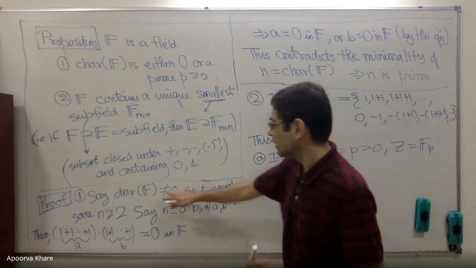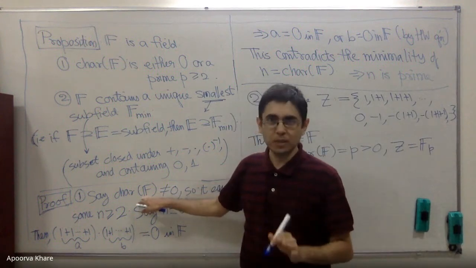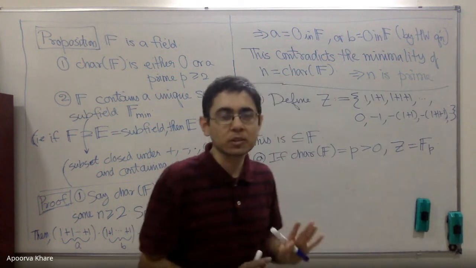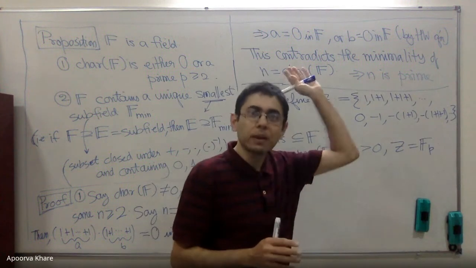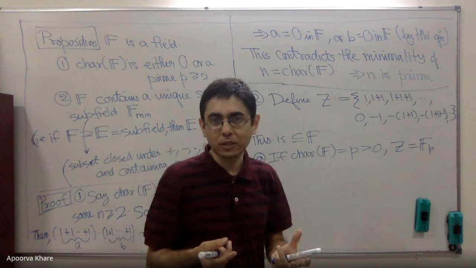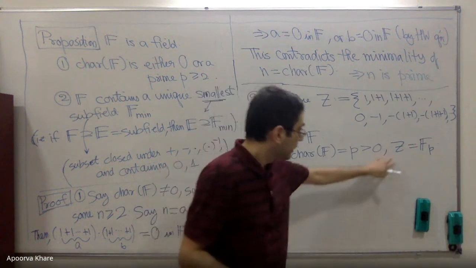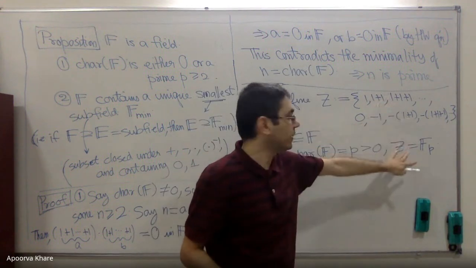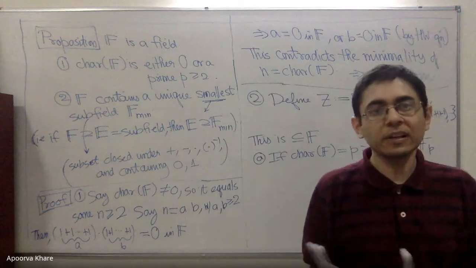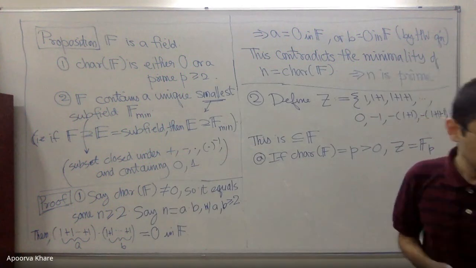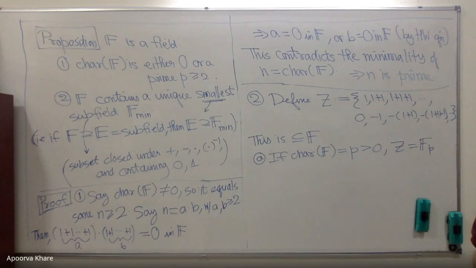If the characteristic of the big field F is p, then Z equals Fp. I'm not saying that the field itself is Fp. No, the field can be much bigger. The field can have p square elements or p cube elements. This set that I identified is equal to Fp. That's all. It's a finite field sitting inside F. Okay, great. Now what do we do? This is case 1. Fine.